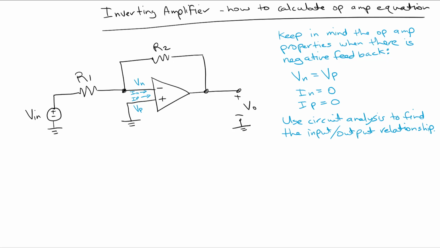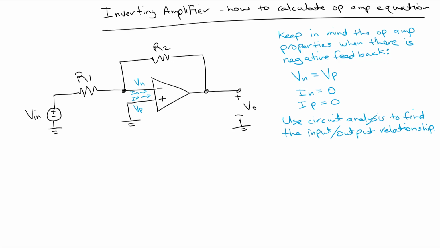So when we're calculating the op-amp equation, we have to keep in mind the op-amp properties when there's negative feedback. And remember, negative feedback is when we have a connection from the output to the negative input of the op-amp. What that means is if the output voltage is going to increase, then the negative input voltage is also going to increase. Or going the other direction, if the output voltage decreases, then the negative input also decreases.